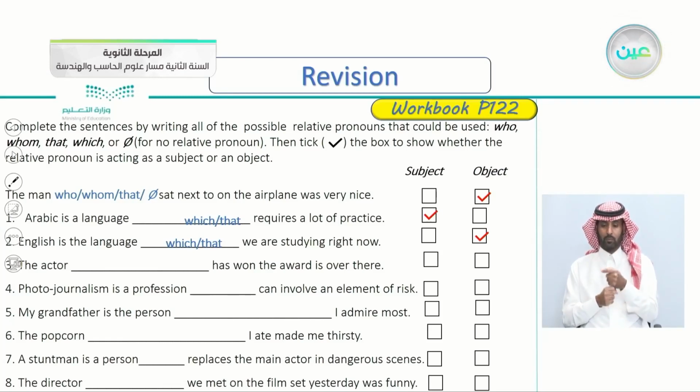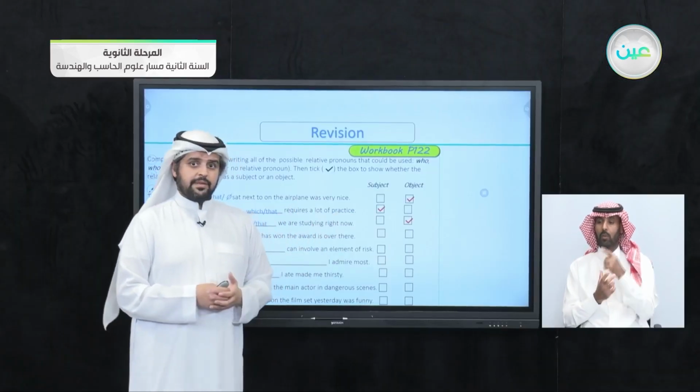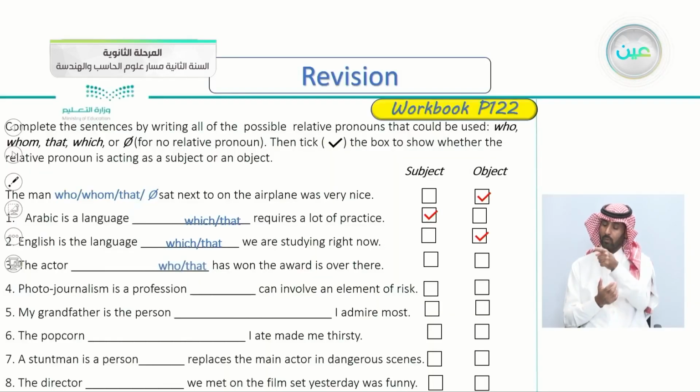Number three, the actor has won the award is over there. The actor, we're talking about a person here, has won the award is over there. So I'm talking about him. Yes, we say who or that has won the award is over there. So is it a subject or an object? Yes, he is a subject because we're talking about him.